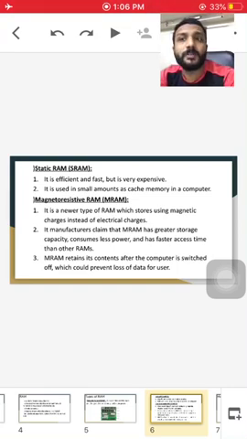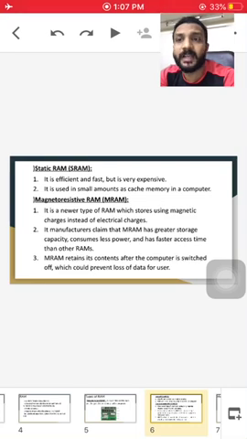The next one we have is magnetoresistive RAM, called MRAM. It's a newer type of RAM which stores data using magnetic charges instead of electrical charges. The manufacturers of this MRAM have claimed that it has a higher capacity to store data compared to dynamic RAM and static RAM. It consumes less power and has a faster access time than the other RAMs.